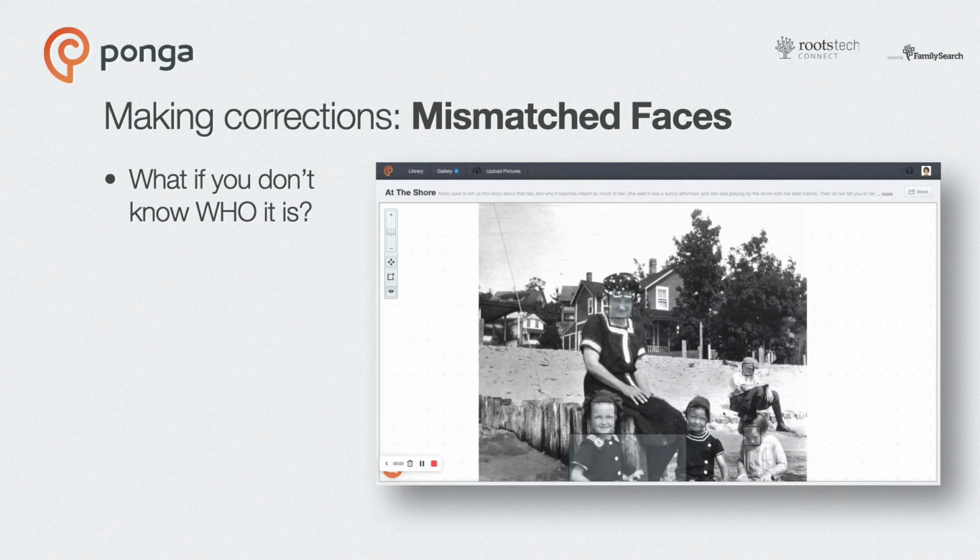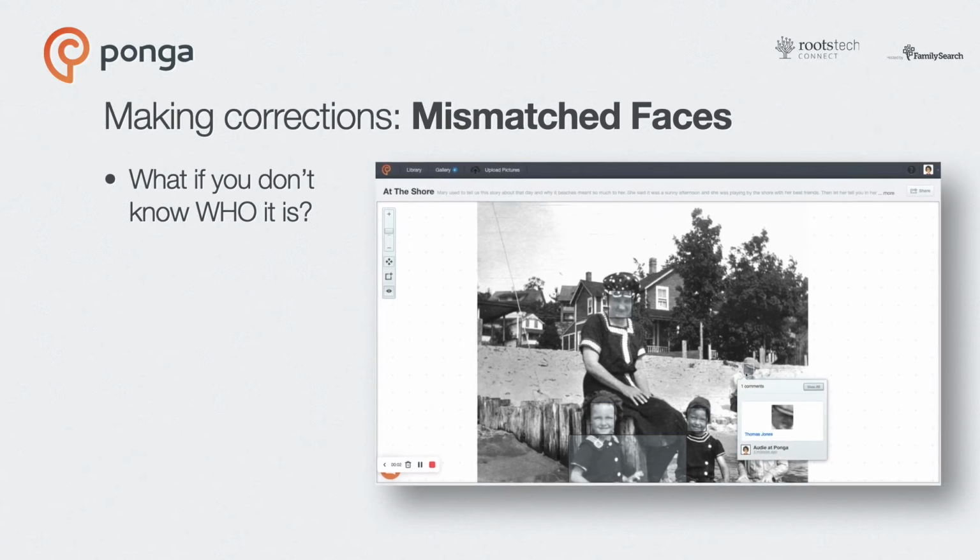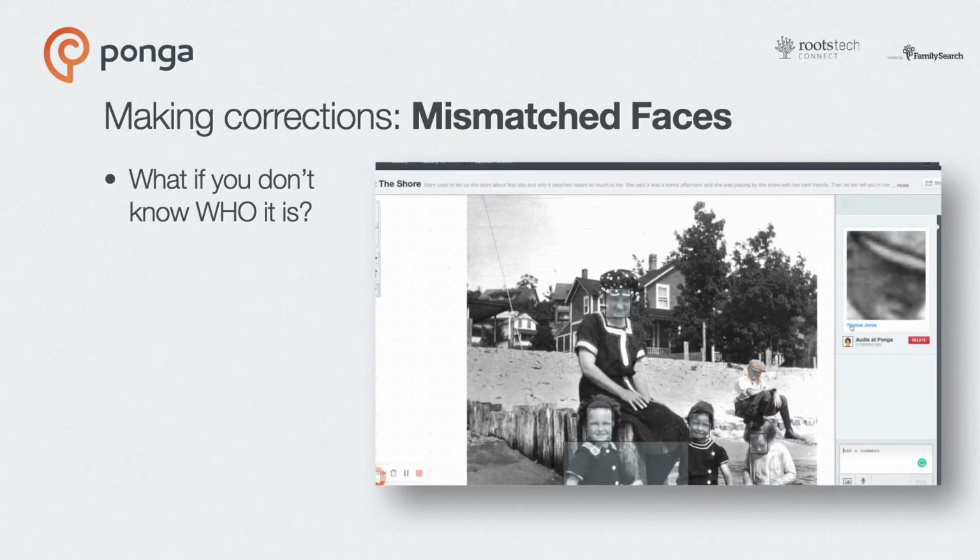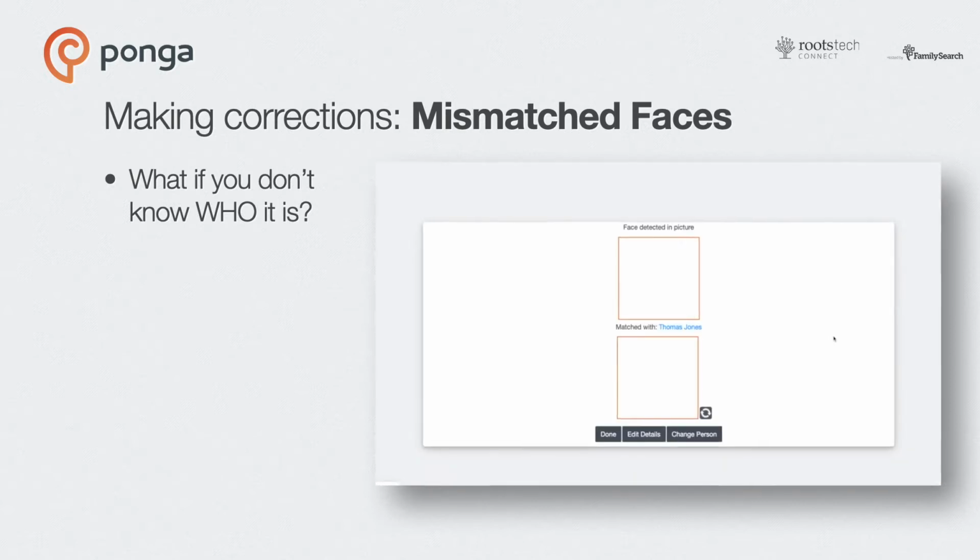So here's a special case of the mismatched face. What if you realize it isn't the person that's labeled, but you don't know who it is? In this case, I know it's not Thomas Jones, but I also don't know who it is.